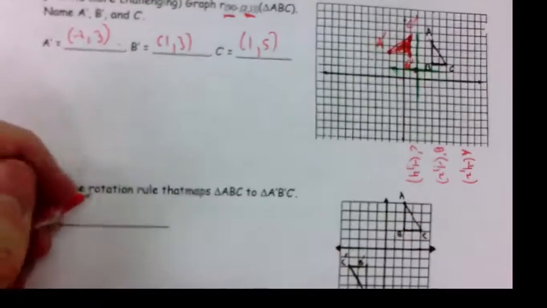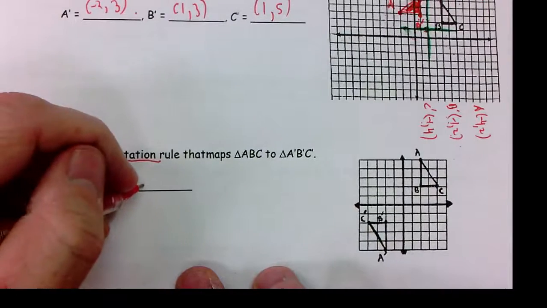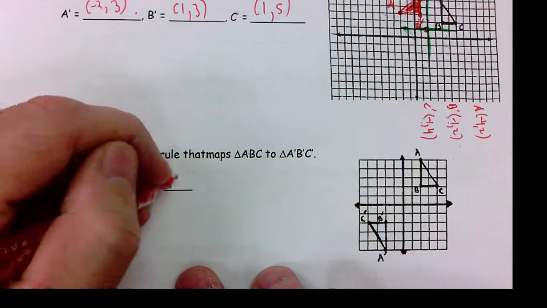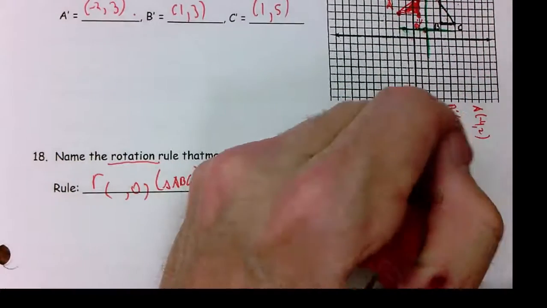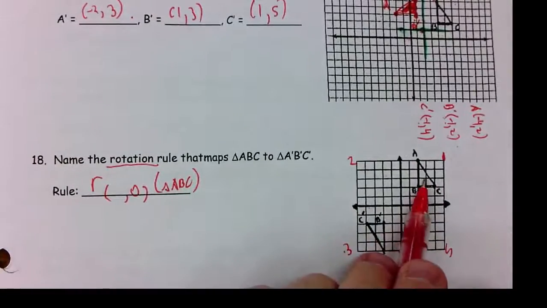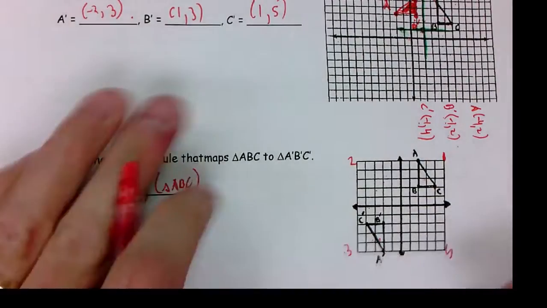All right, the rotation rule. Since I know this is a rotation rule, I'm going to write rotate, and I'm going to put my parentheses, and we're always going to go around the origin. And this is going to be triangle ABC. And again, from what I told you before, this one went from quadrant 1 down to quadrant 3. So it went 1 quadrant, 2 quadrants. Every time it goes a quadrant, it's 90 degrees. So it's 90, 180. This would be a 180 degree rotation around the origin. Let's move on. Almost done.